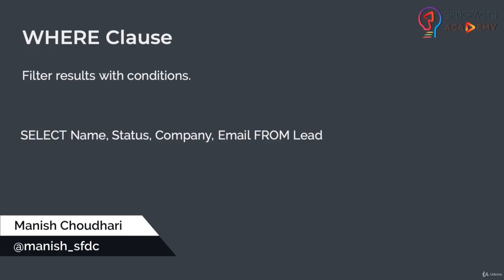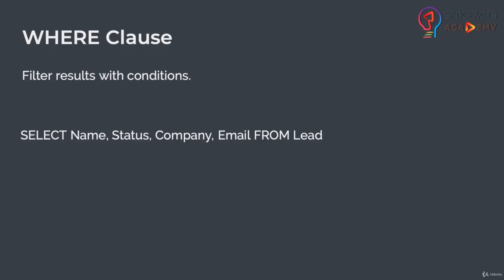So here we have our SQL query which we use to retrieve the records from the lead object. Now we want to filter out the records based on the values in the status field. So after this query or after the lead word, you can also write a special keyword called where, and you can start defining your condition there. For example, this is how you can define a condition on the status field.